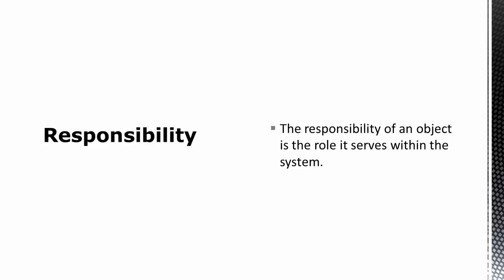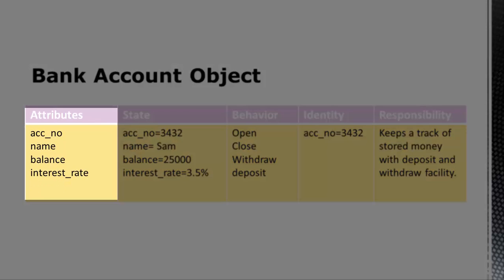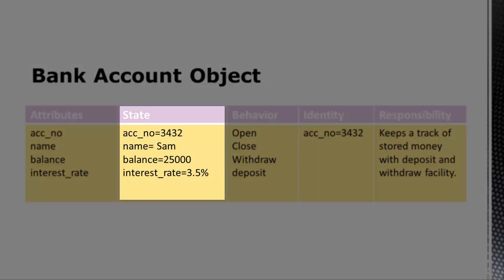Now, let's take up an example and understand all the four characteristics together. Consider a bank account object. Its attributes can be account number, name of the account holder, balance amount in the account, and interest rate applicable for the account. Now, as we know, state is the current values of its attributes. So the state of this bank account object is: account number is 3432, name of the account holder is Sam, balance in the account is 25,000, and the interest rate applicable is 3.5%.